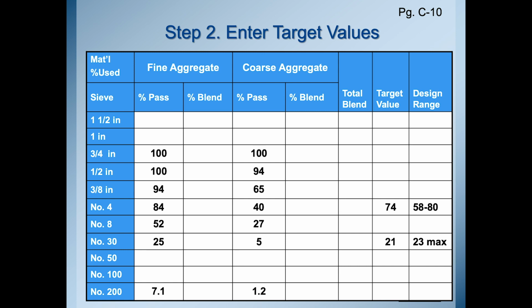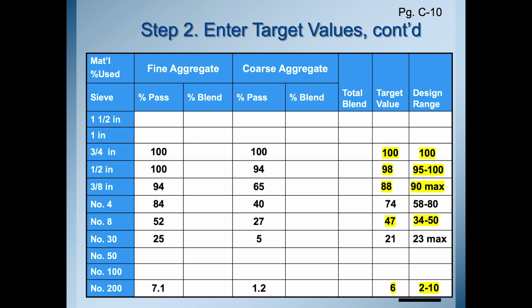So the design range for, say, the number 4 sieve is 58 to 80, and in this specific case, we're going to set a target value of 74. And on the number 30 sieve, you have a maximum of 23 allowed for the design range, and we're going to set our target for 21. And then we'll go back and fill in the target values for each one of those sieves for this type of mix.